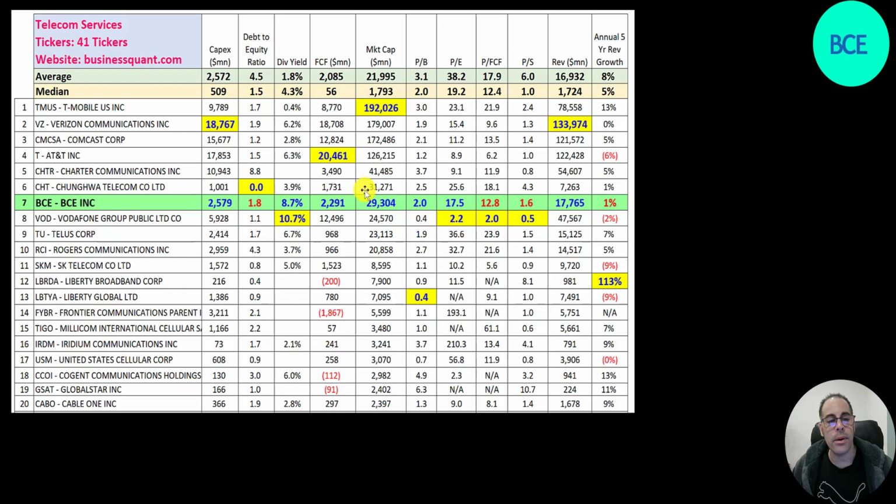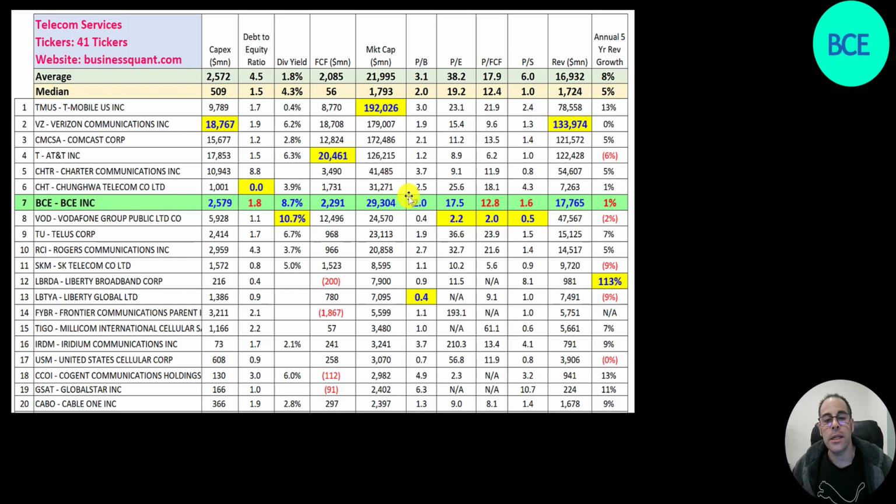They rank 7th in market cap. T-Mobile is number 1 at 192 billion. Verizon and Comcast are really close. AT&T divested Warner Brothers, so they're a lot lower. Those are the big 4. Everybody else is far behind.